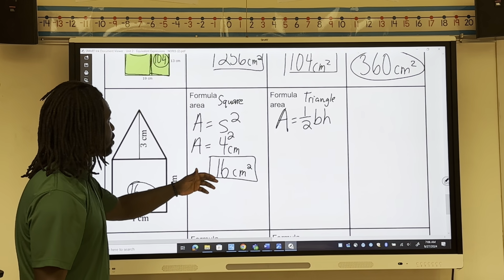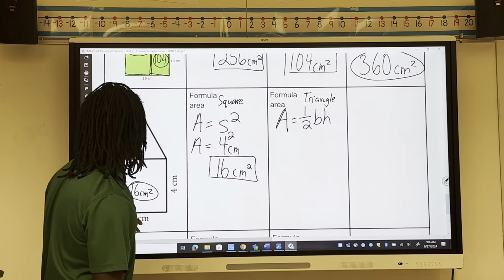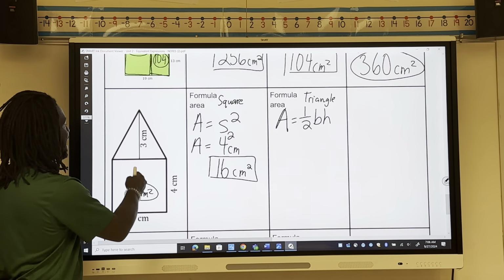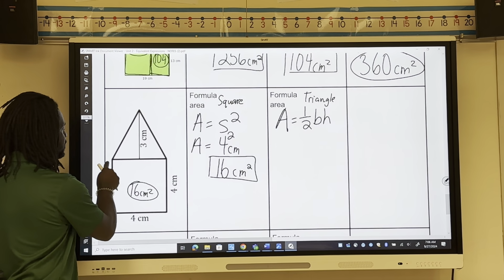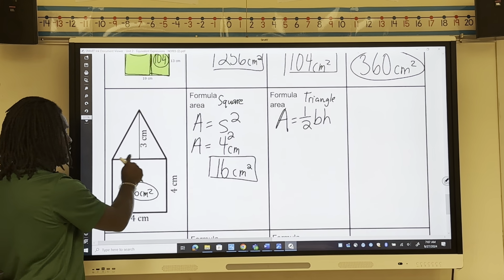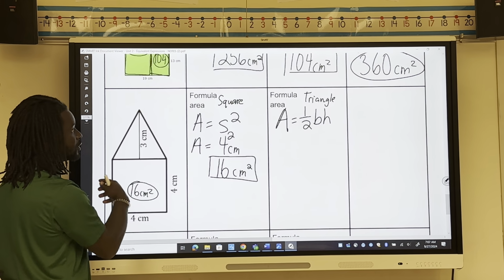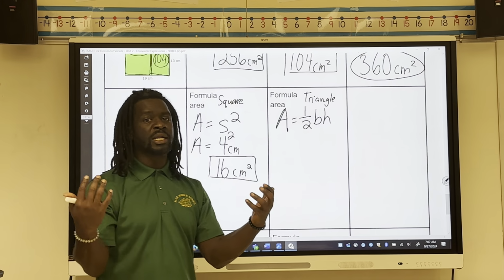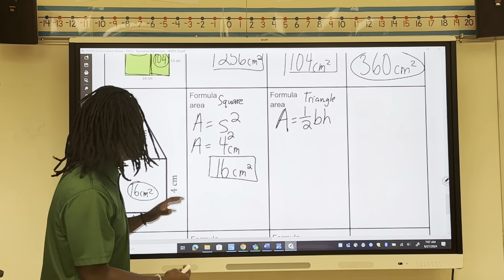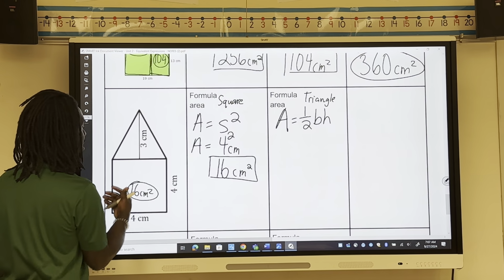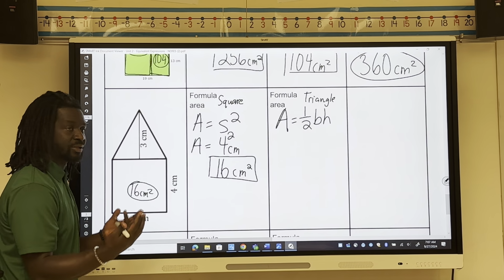Okay. Now, for the area of a triangle, here's the deal. I have one dimension. I need the base and the height. Well, the base is the bottom, right? But the bottom's not labeled. Well, sometimes you are going to have to use the information that's given to you to find the other unknown sides or dimensions.